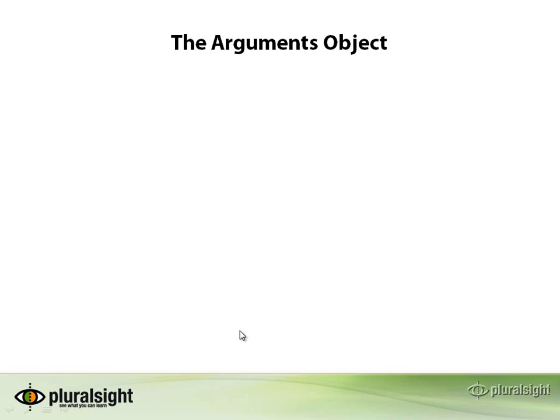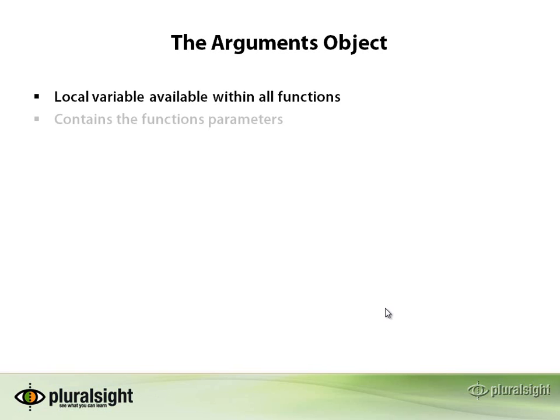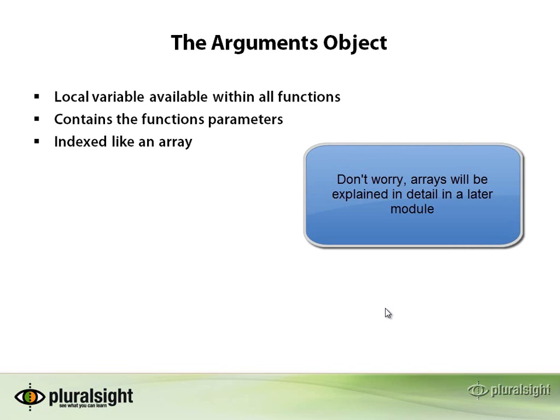The arguments object is a special magical local variable available within all functions. It contains the function's parameters and it behaves like an array in that it's indexable like an array and it has a length property like an array, but it's actually not an array, it's an object.